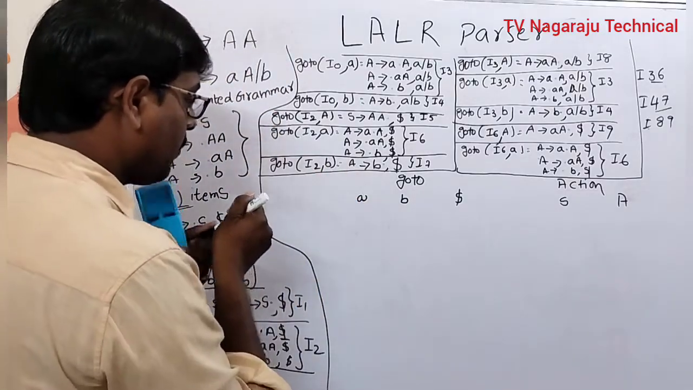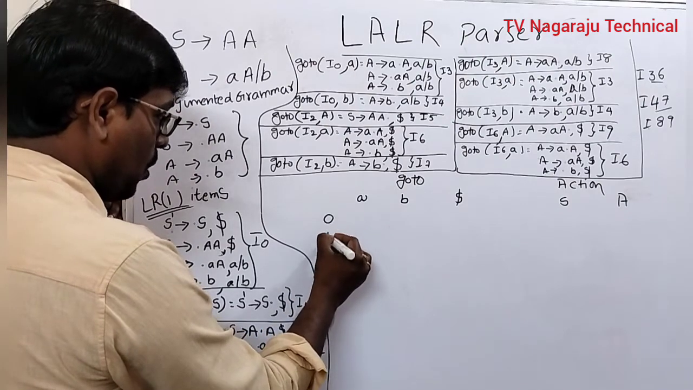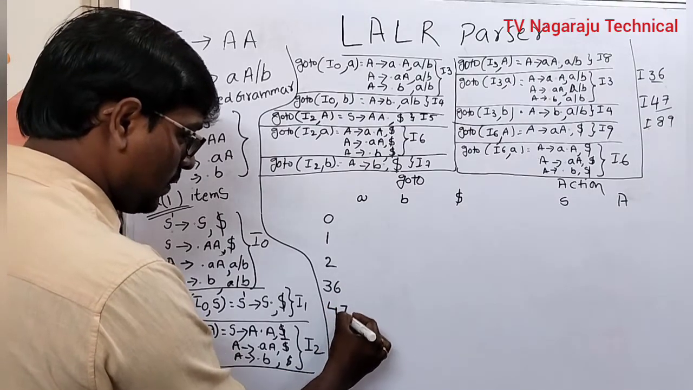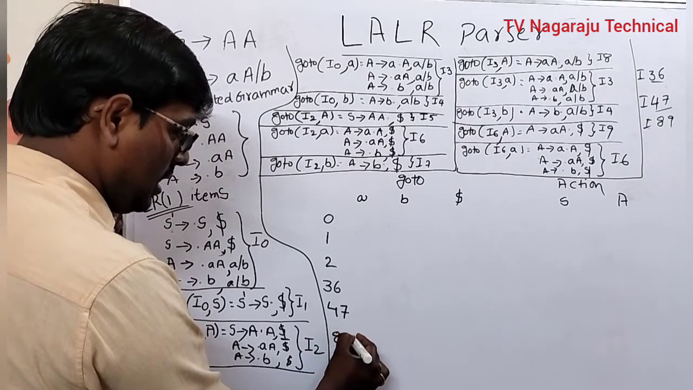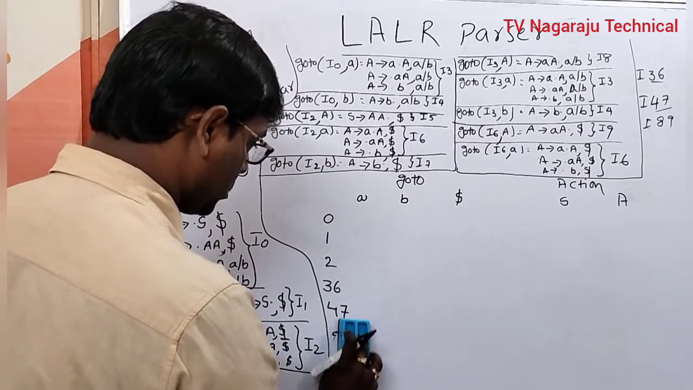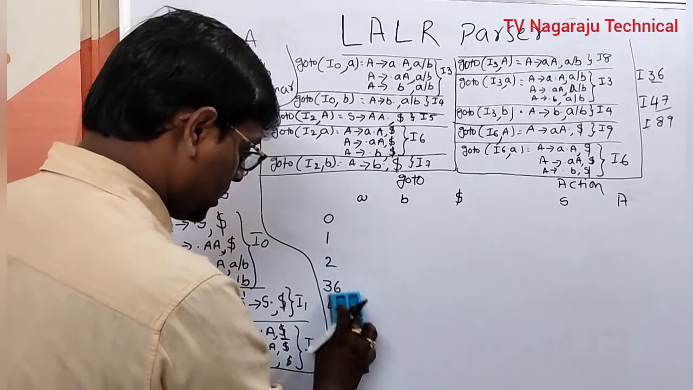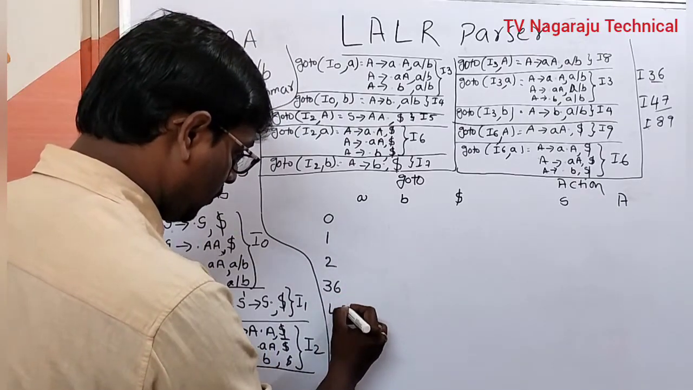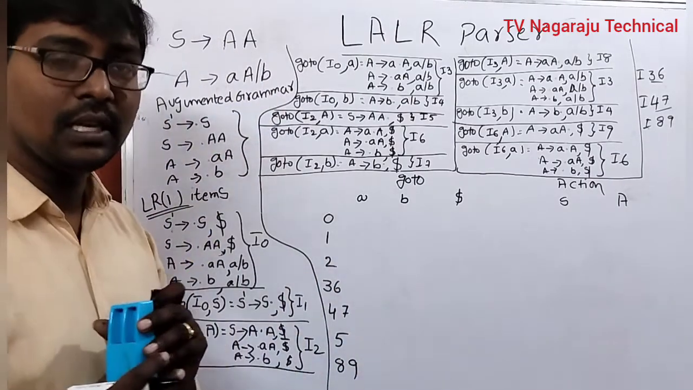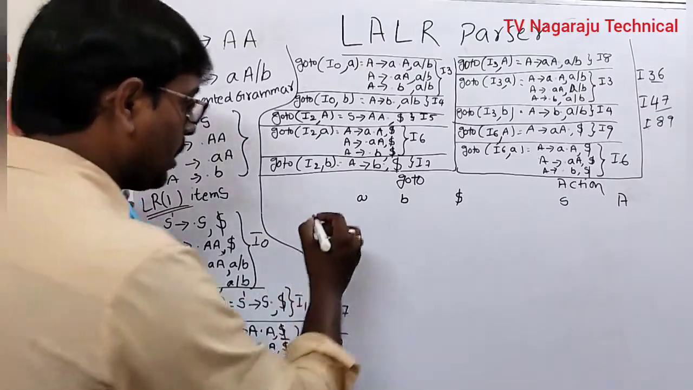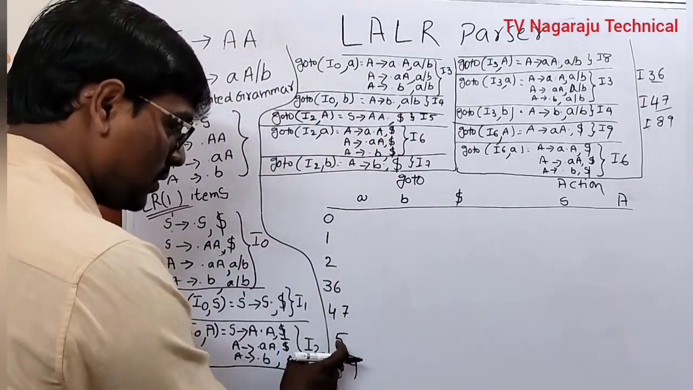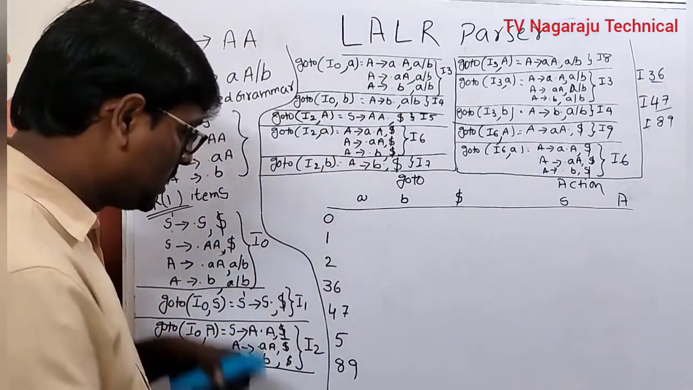Now, what are the different states? 0, 1, 2, 3 6 is one state, 4 7 is one state, 8 9 is another state. In between, we have 5 also. 1, 2, 3 6, 4 7, 5, 8 9. Observe, this is the table. Now, construct the table. Simply, these are I0, I1, I2, I36, I47, state I5, state I89. The procedure is very simple.